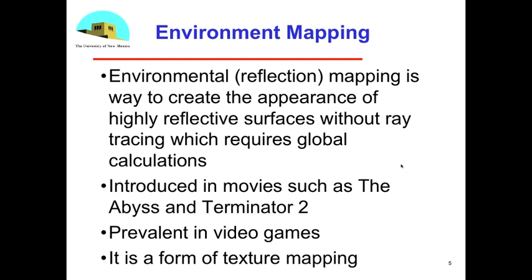So this technique was created quite a while ago by Jim Blinn, who created many of the techniques that you're going to see, but it became famous to the public when it was used in movies like The Abyss, if you remember that, and Terminator 2, where you had these metallic, mercury liquid-like objects, and they were reflecting the environment all around them. Now, because we can do it so well with GPUs, it's pretty standard to use that in video games to create these kinds of reflective effects. And as we said, it's going to be a form of texture mapping.